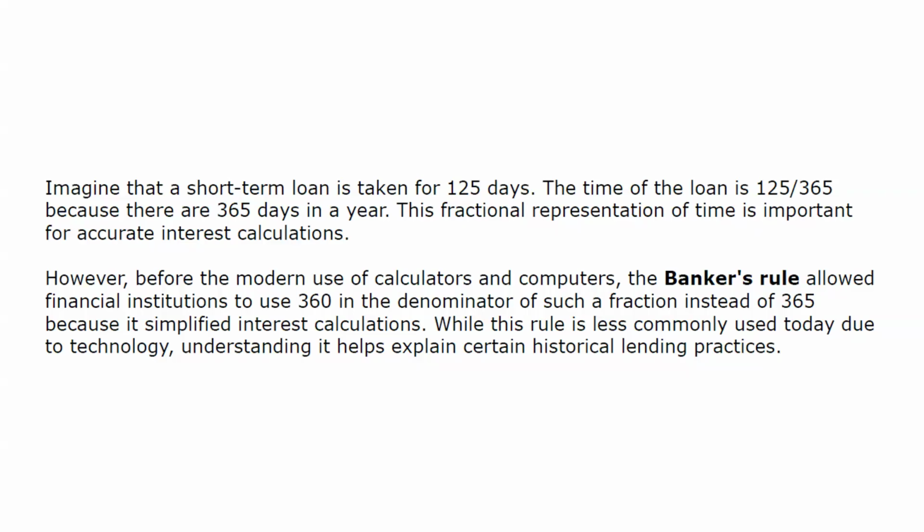However, before the modern use of calculators and computers, the banker's rule allowed financial institutions to use 360 in the denominator of such a fraction instead of 365 because it simplified interest calculations. While this rule is less commonly used today due to technology, understanding it helps explain certain historical lending practices.